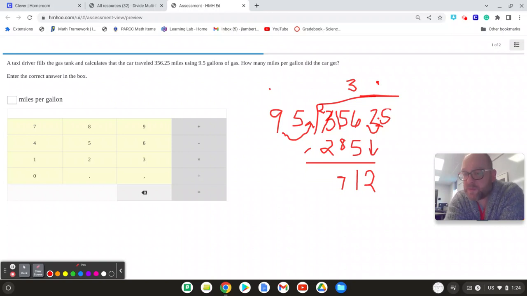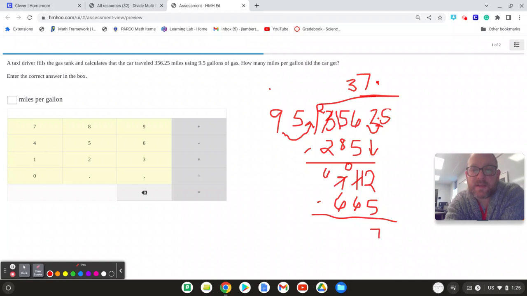Now 95 is pretty close to 100 again, so I'm going to guess 7 times. 5 times 7 will be 35. Carry my 3 over. And 7 times 9 is 63 plus 3 more would give me 66. Subtract this out. Have to do a little fancy work here. 12 minus 5 would be 7. And 10 minus 6 would be 4. 47 is less than 95. So we are still doing okay, and we're going to drop this 5 down.